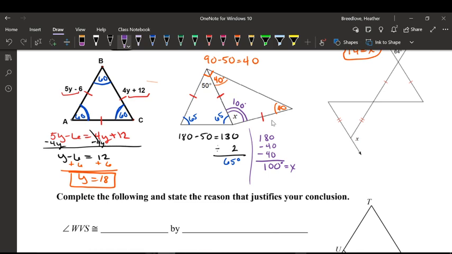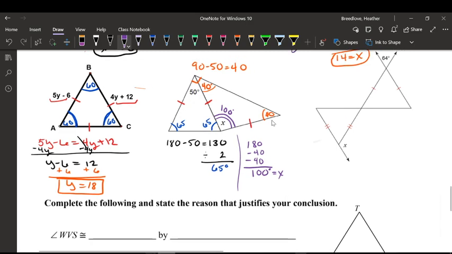So that one was kind of complicated, but as long as you keep in mind, if you look at one piece at a time, and mark what you know, finding the missing parts should be okay.